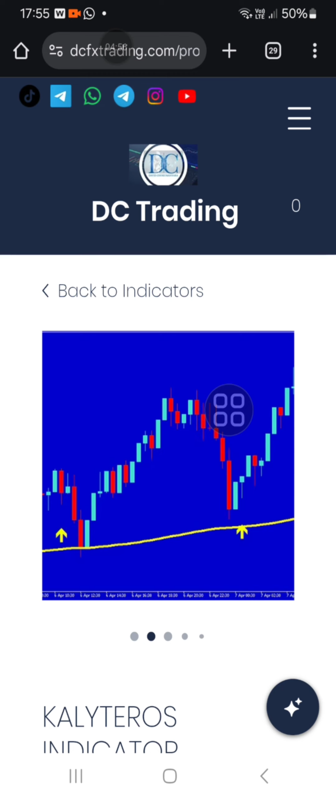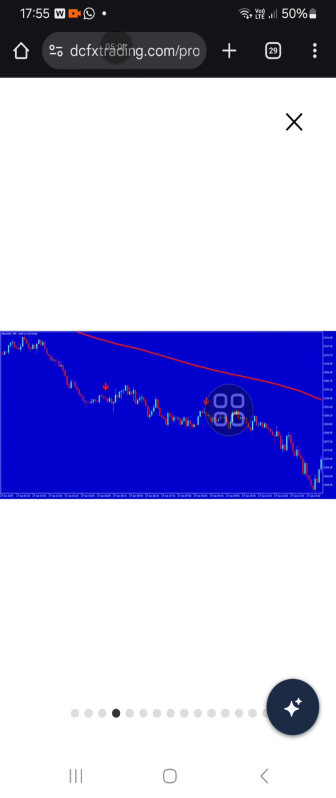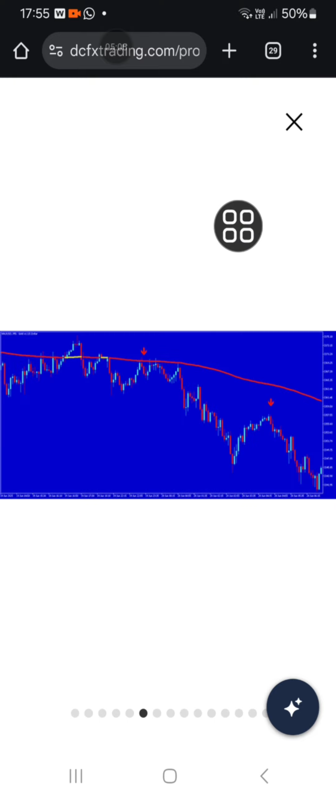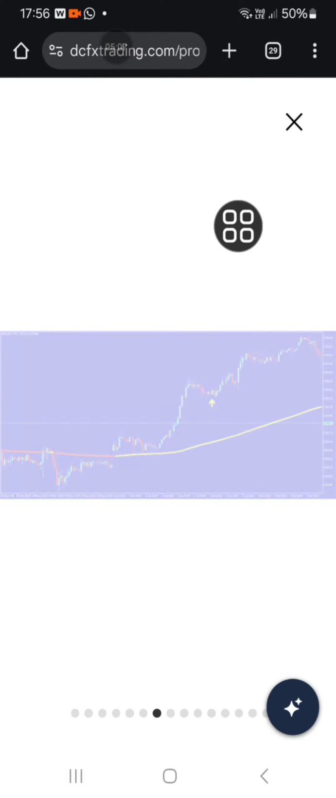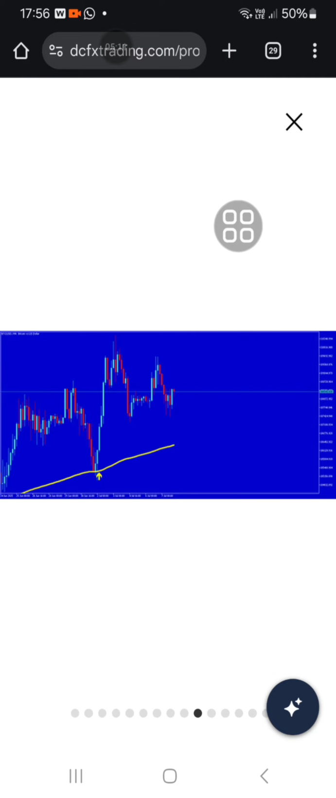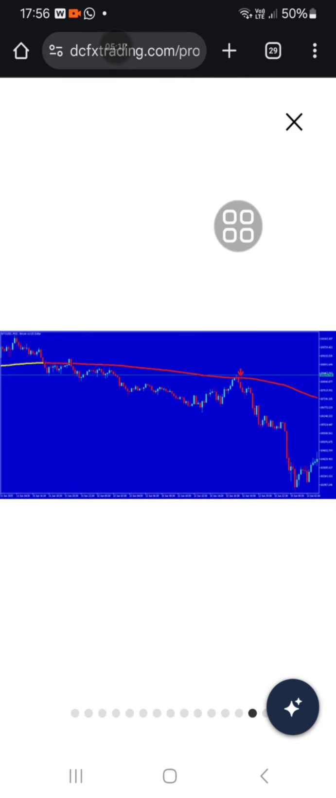So we've created an indicator using this particular strategy. This is basically how this indicator looks like, and we have been using it in our VIP group, and you saw the results. The results are very good. So basically this is how the indicator looks like.